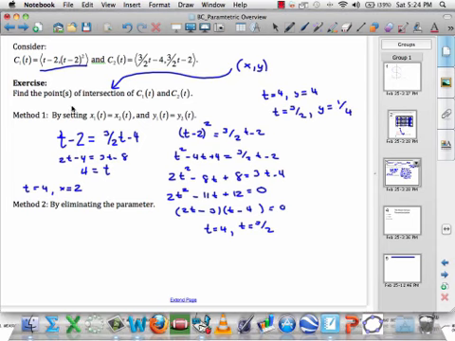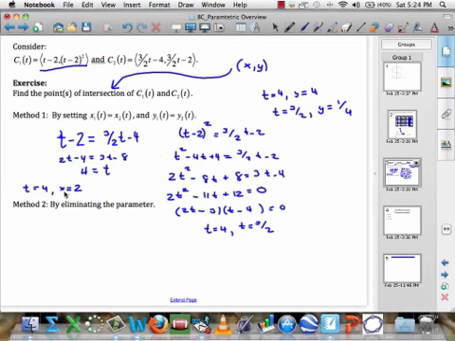Alright, so what does this mean? Do the curves intersect here? Where's here? Well, let's see here. When t is 4, then the x coordinates are both 2, and when t is 4, the y coordinates are both 4. So it looks like 2 comma 4 is a point of intersection by method 1.